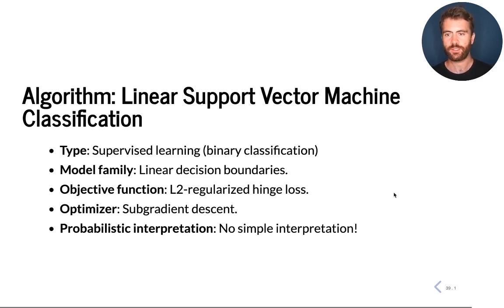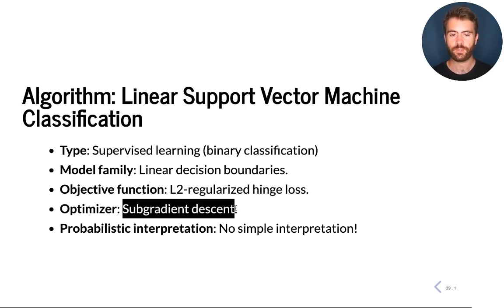Again, just summarizing our algorithm here, this is a supervised algorithm for binary classification, and our model family is linear. Our objective function is an L2 regularized hinge loss, which no longer involves any additional constraint, and we are optimizing this objective using subgradient descent as our optimizer.